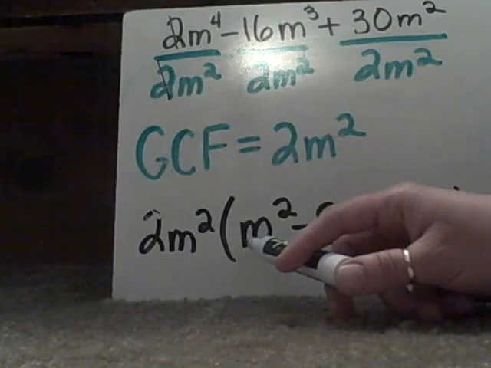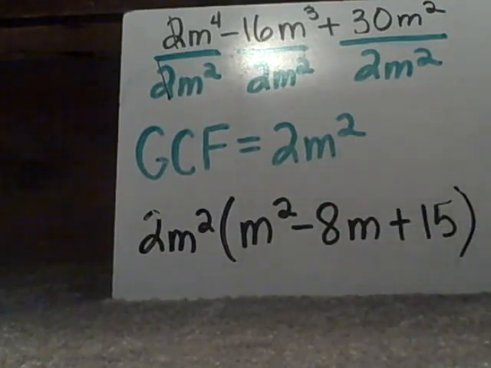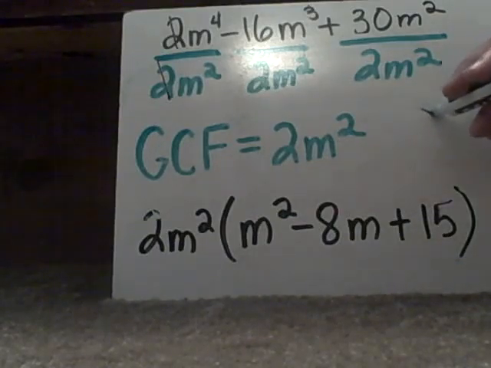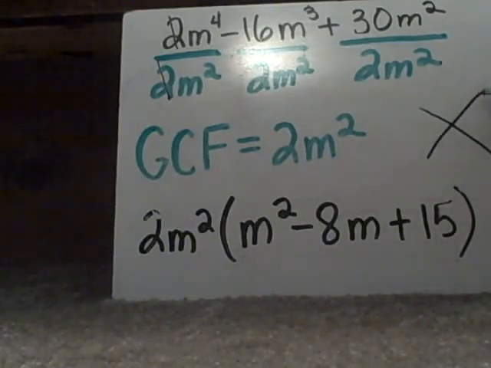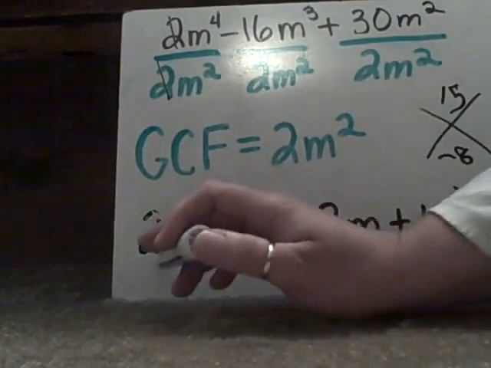We would then set to work on factoring m squared minus 8m plus 15. Like previously, we would make our x. We put the 15 at the top and the negative 8 at the bottom. And we would go to work to factor.